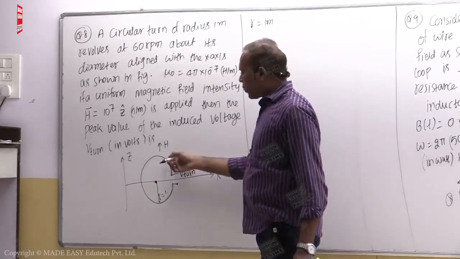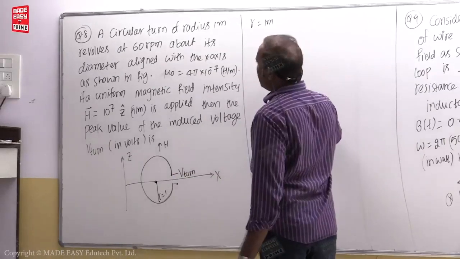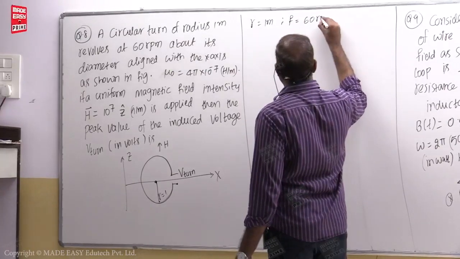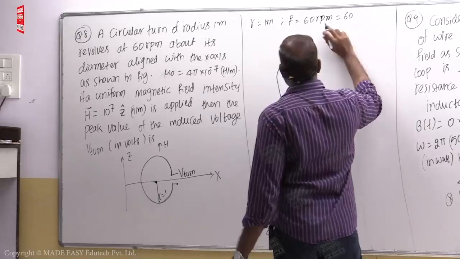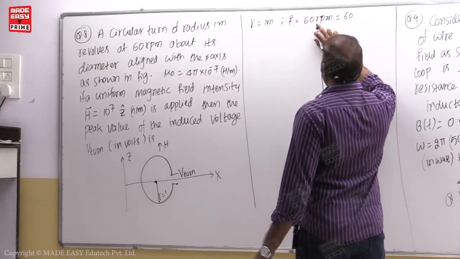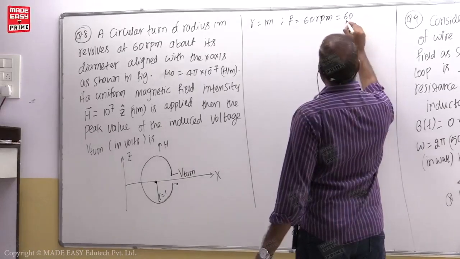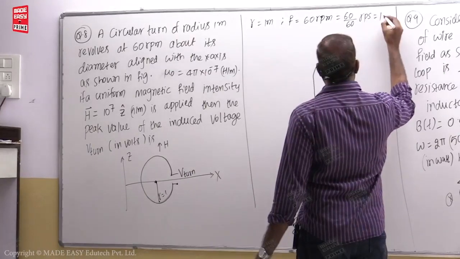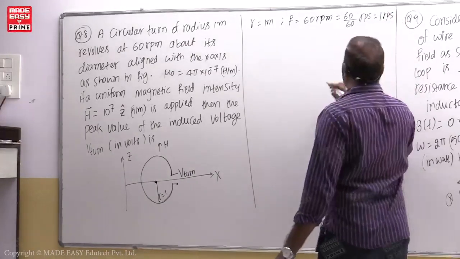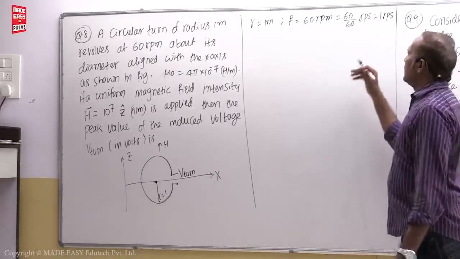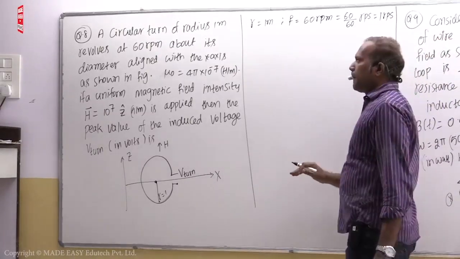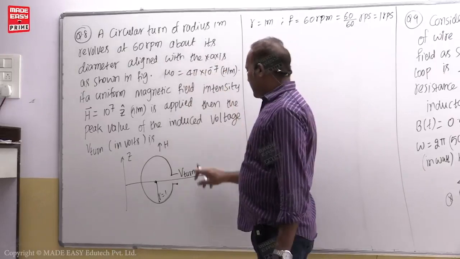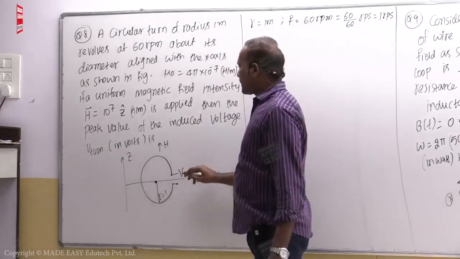Revolves at, that means it rotates actually, revolves at 60 rpm. That means frequency is given as 60 rpm. That means 60 revolutions, or otherwise rotations, per minute. So per minute means divide by 60 seconds, then you get rps. That means 1 rotation per second, or otherwise revolutions per second, or cycles per second. That is 1 hertz actually. f is equal to 1 hertz. About its diameter, it is rotating aligned with the x-axis. That means the diameter is aligned with the x-axis.